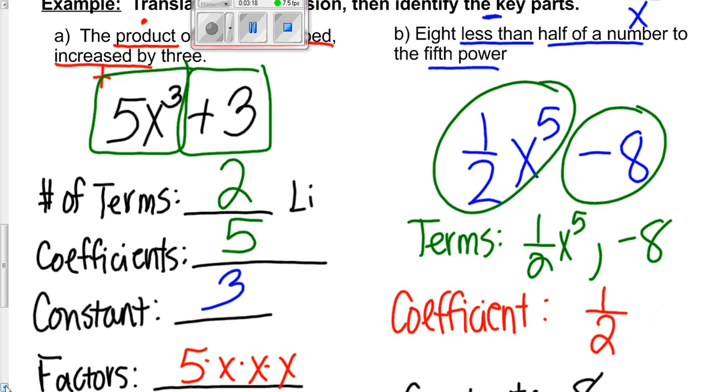Number of terms here, we have 2 terms in the first one, A. Coefficients, my coefficient is 5. My constant is 3. My factor is 5 times x times x times x, because that's x to the third power.